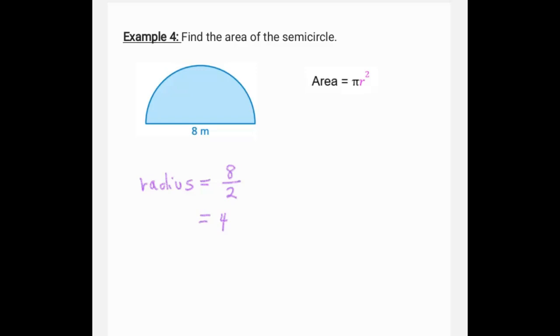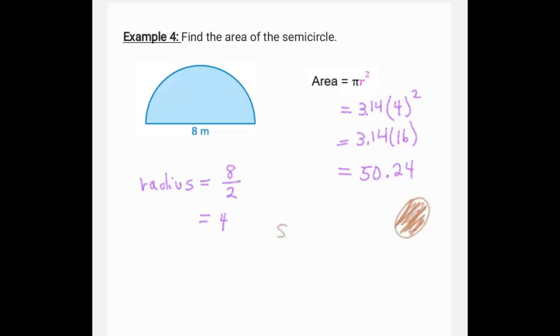So now going back to this area formula, we have pi, which is 3.14, times the radius is 4 squared. And what is 4 squared? Is 16, so 3.14 times 16. We'll put that in the calculator and get 50.24. And again, this is all of the circle, area of this circle right here that we found, and we only need half of that.